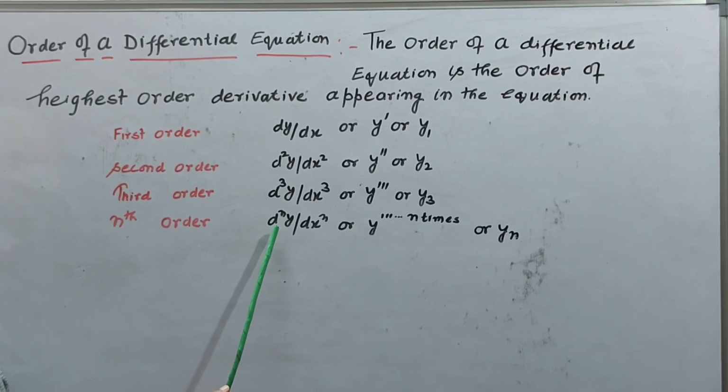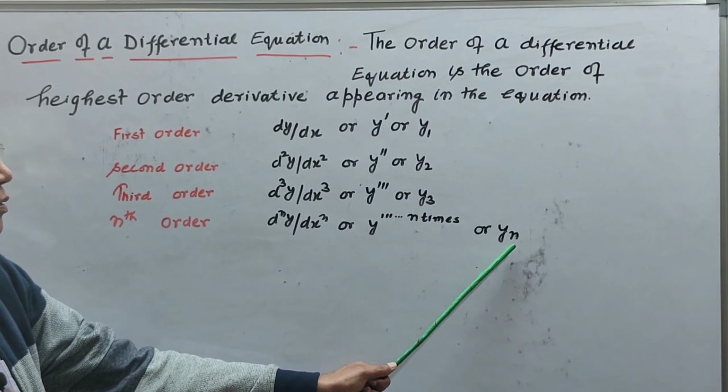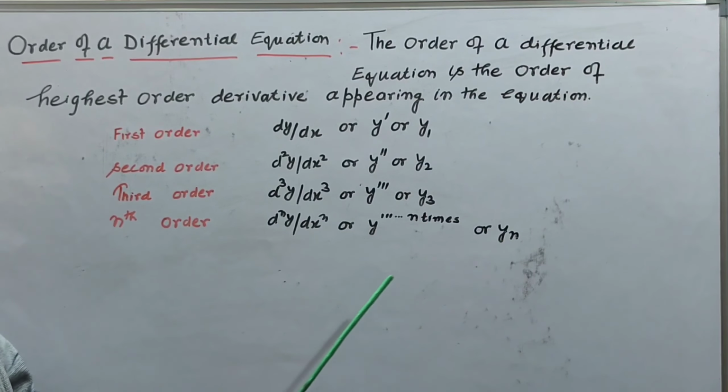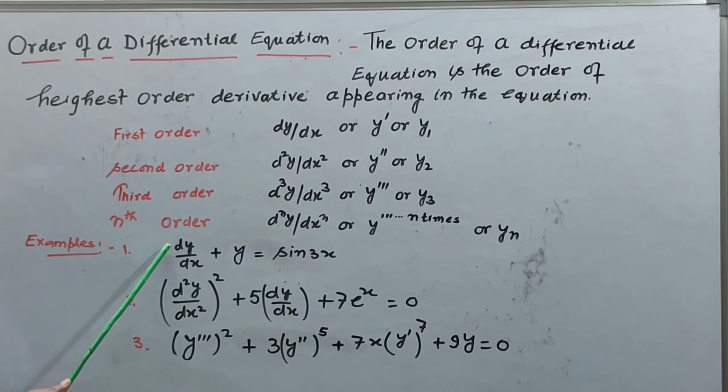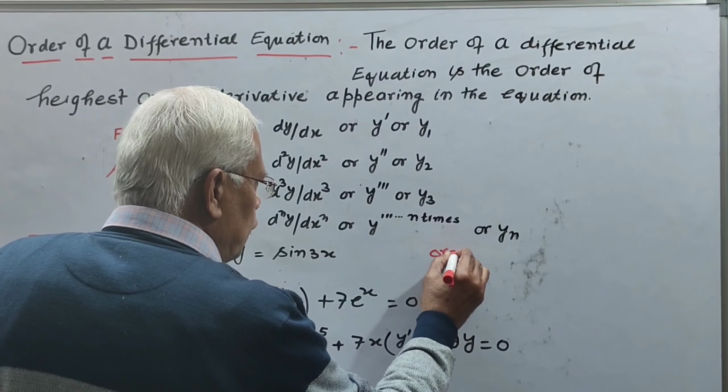And if dny upon dxn, or y dash dash dash n times, or yn is involved in the equation, then we can say the equation is of nth order. Examples: dy upon dx plus y equal to sin 3x. In this equation, only dy upon dx, that is first order, is involved. So its order is 1.